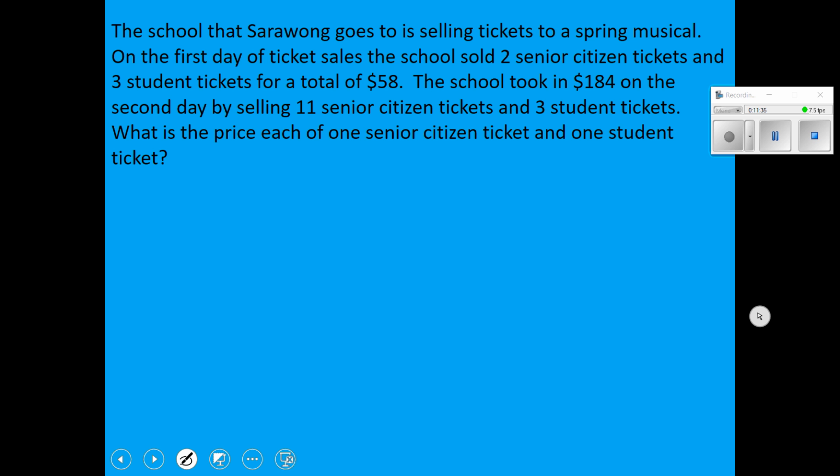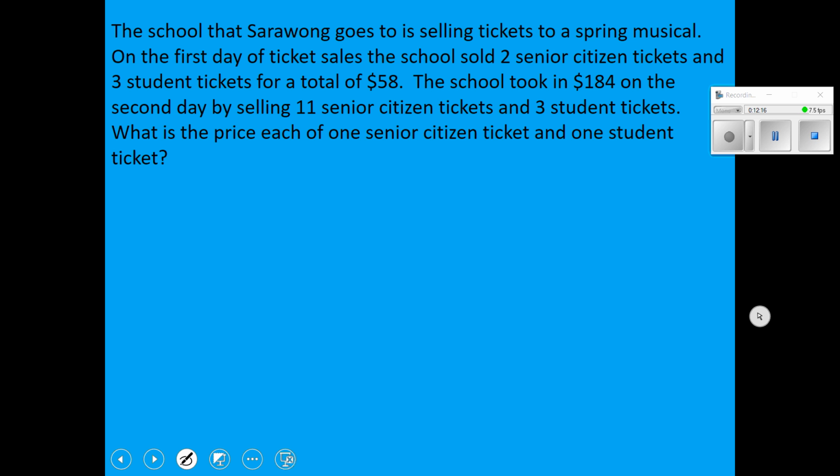Example 3. The school that Sarah Wong goes to is selling tickets to a spring musical. On the first day of ticket sales, the school sold 2 senior citizen tickets and 3 student tickets for a total of $58. The school took in $184 on the second day by selling 11 senior citizen tickets and 3 student tickets. What is the price of 1 senior citizen ticket and 1 student ticket?